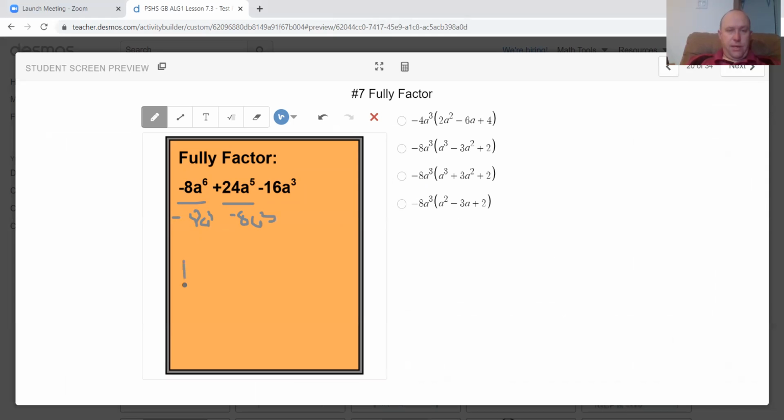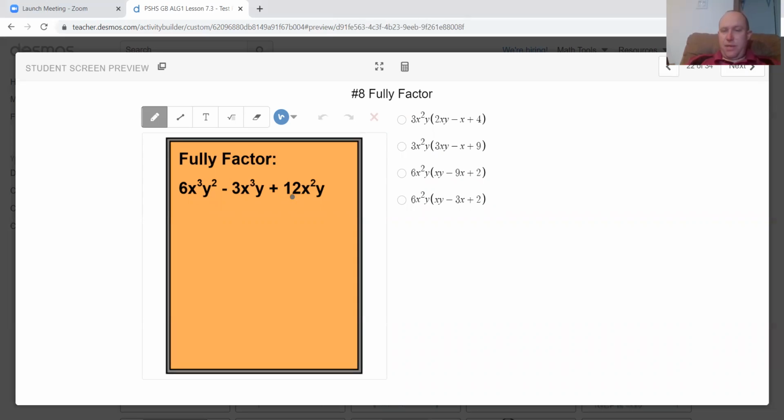-8 divided by -8 is 1. A to the 6 divided by a cubed, subtract the exponents. That will give me 3. So it's between these 2 already. 24 divided by -8 is -3, and that is actually enough for me to confirm it's this answer. 5 take away 3 is 2. And on the last one, if I also divide this by -8a cubed, -16 divided by -8 is 2, and a cubed and a cubed would cancel because they're the same.